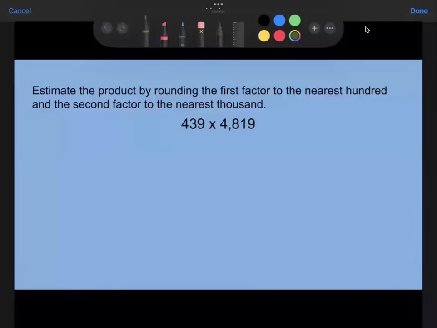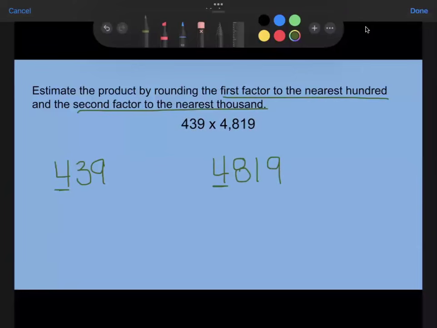Okay, here's our last one for today's video. We're going to estimate the product by rounding the first factor to the nearest 100 and the second factor to the nearest 1,000. So let me go ahead and rewrite those. 439 and 4,819. So the first factor was to the nearest 100 and the second factor was to the nearest 1,000.